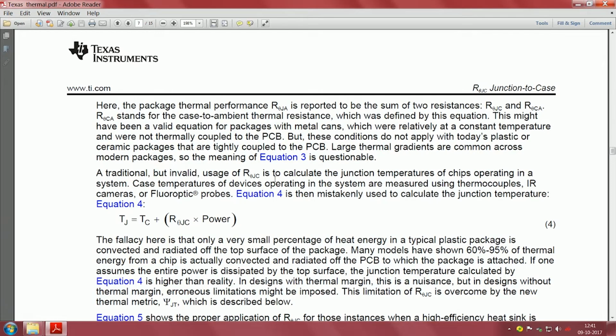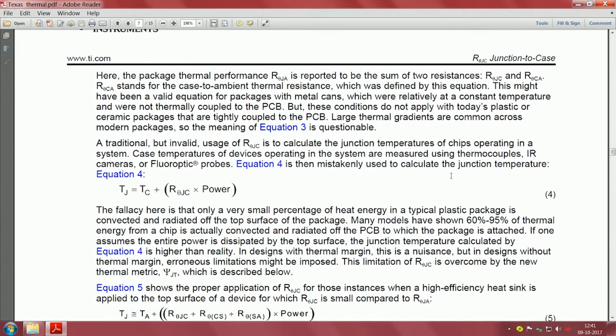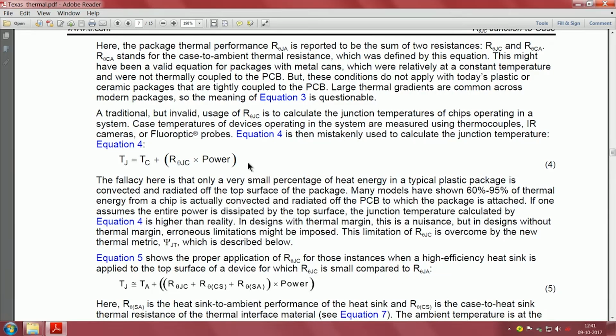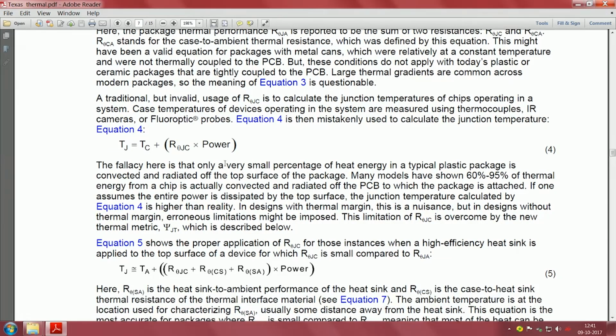Finally, based on this, the traditional but invalid usage of the junction to case is to calculate the junction temperature of chips operating in a system. Devices operating in the system are measured using thermocouples, IR cameras or something, and this is mistakenly used to calculate the junction temperature. You have seen this, no? This is quoted directly from the manufacturers. I am just quoting it because I was also surprised by it.